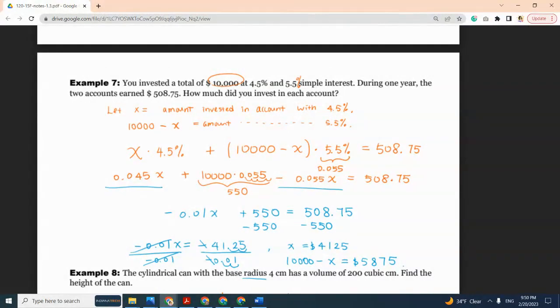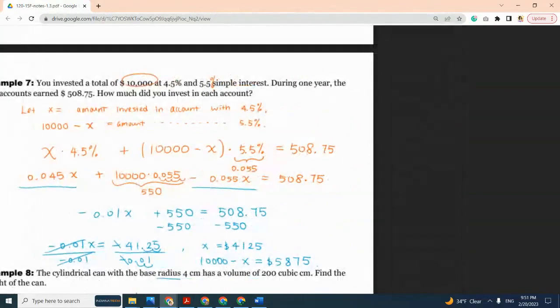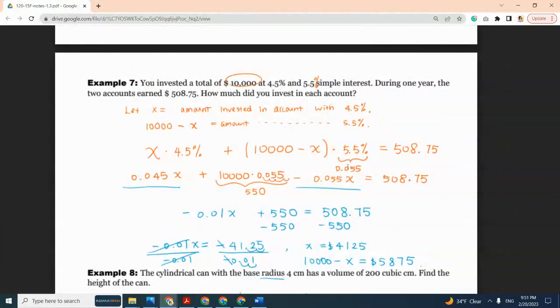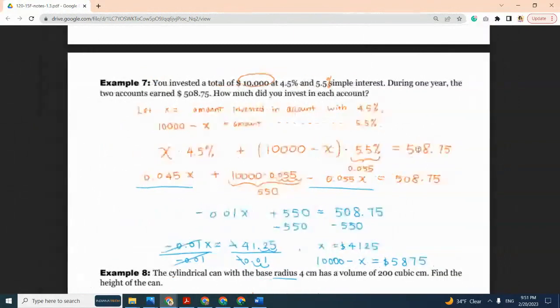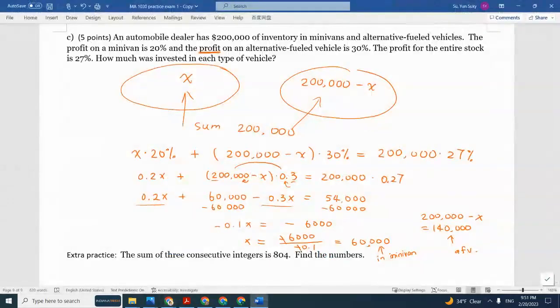In our class, we also have 2 accounts, right? So you let x be the amount in the first account. And then because the total is 10,000, so 10,000 minus x is the amount in the other account. And then you multiply by the interest rate: the first account, x dollars multiplied by the interest rate, plus the second account, the principal is 10,000 minus x times the interest rate, equals, you see the interest is $508.75, and then you can also solve for x. So this is similar to our in-class problem. And your exam will have some problem like this.